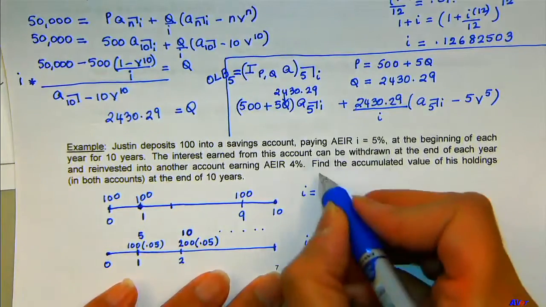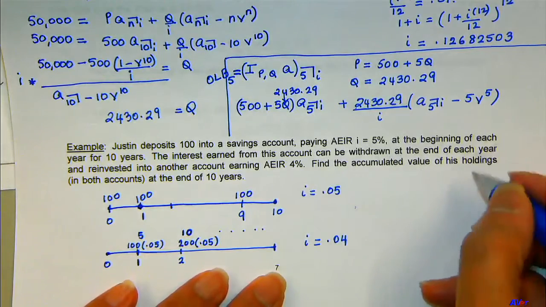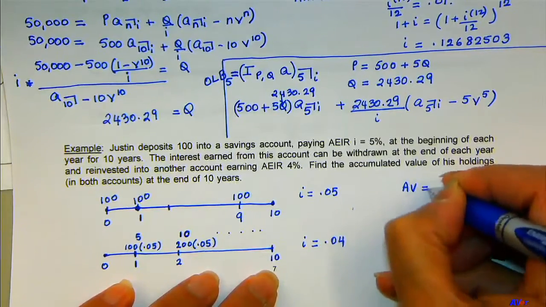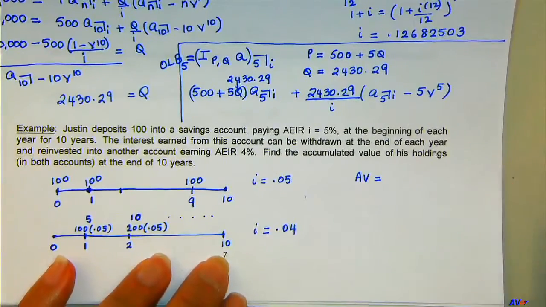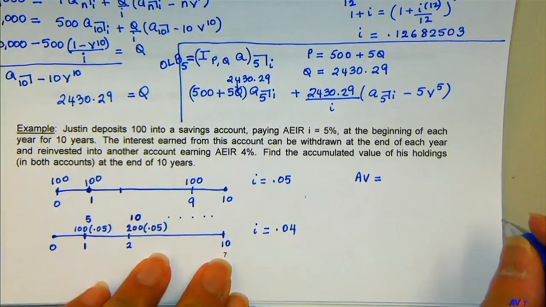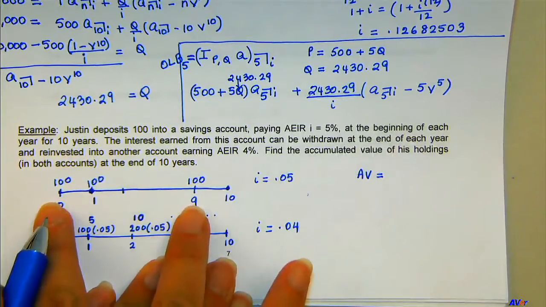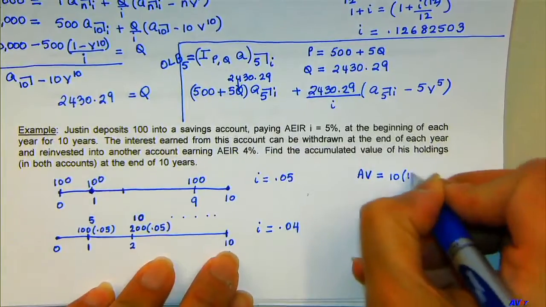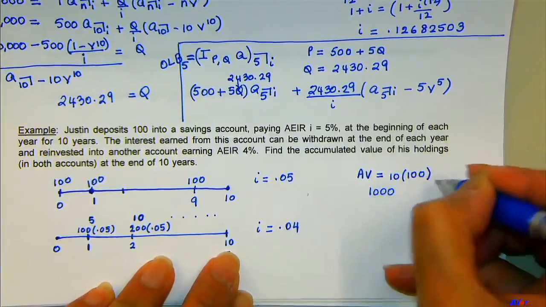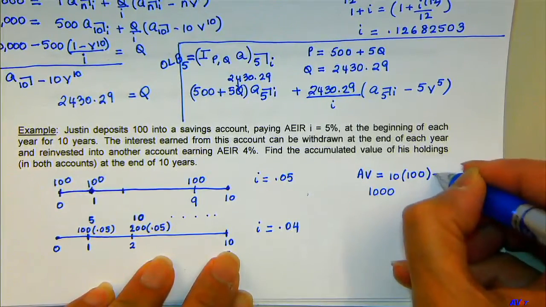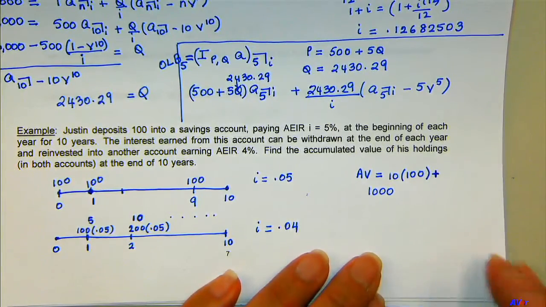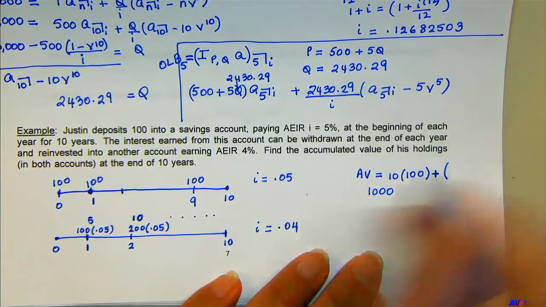What do they want? Find the accumulated value of his holdings in both accounts at the end of 10 years. Okay, so total accumulated value. What is the total accumulated value of the first account, bearing in mind that all interest has been pulled out? 1,000, because there are 10 payments of 100. 10 times 100, which is 1,000, plus what? The accumulated value of the second account, right? So that's an increasing annuity.